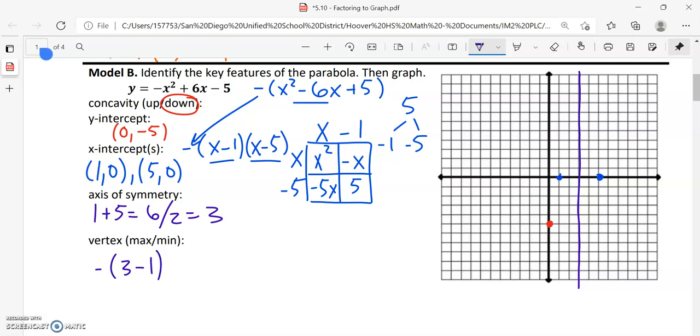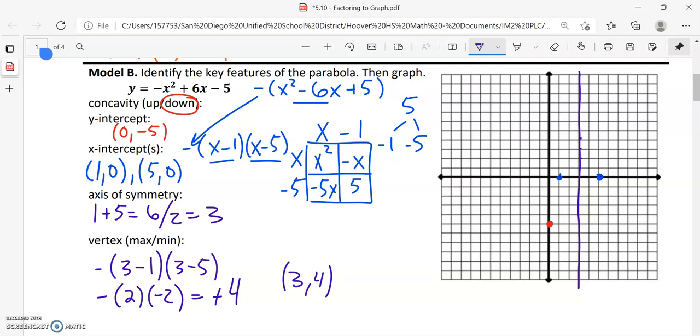-3 minus 1 times 3 minus 5. 3 minus 1 is 2. 3 minus 5 is -2. So we have negative times 2 times -2. Well, we have two negative signs, so those are going to cancel out, and we're going to get a positive. And 2 times 2 is 4. So our vertex is 3, 4.